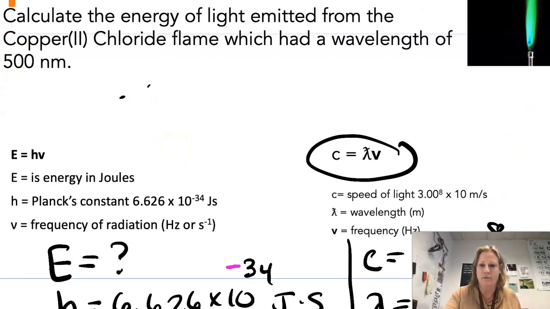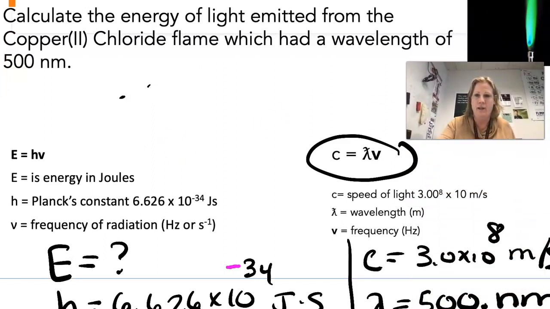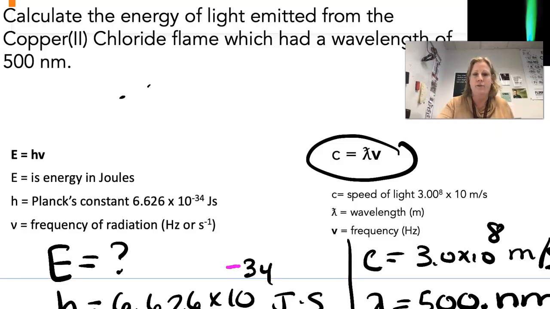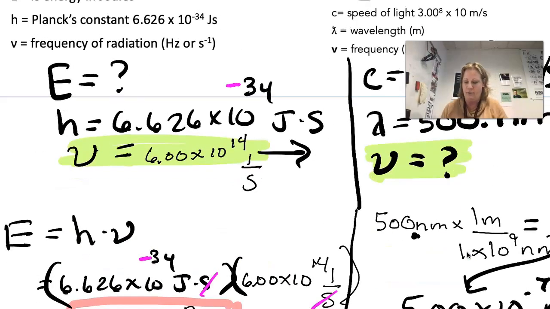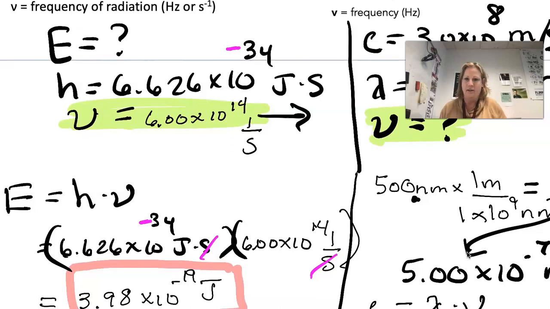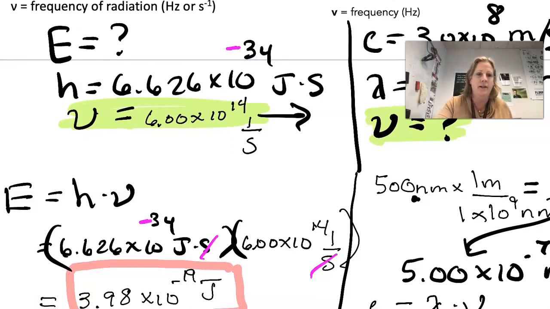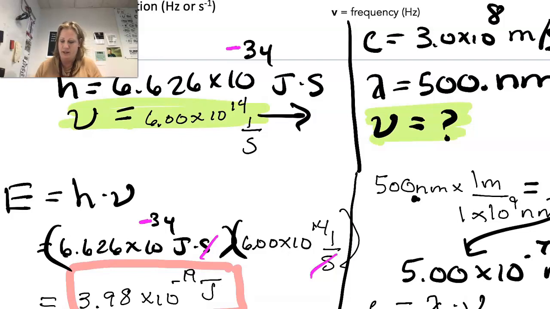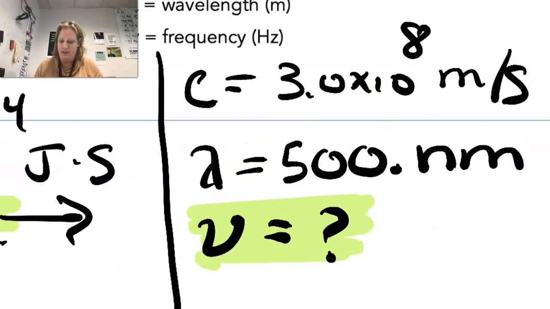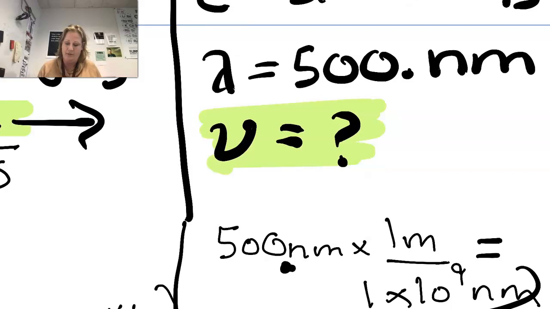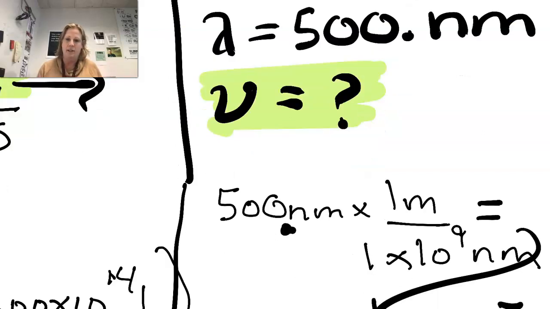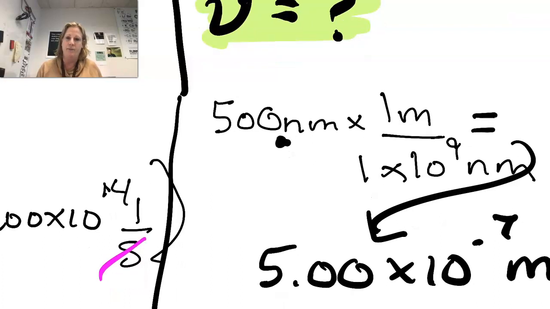So here is the work for this problem. We are given the wavelength. From that and the speed of light, we can calculate the frequency. You can see that the speed of light is 3 times 10 to the 8th. The wavelength given was 500. nanometers, and we're looking for the frequency so that we can then use that in the energy equation. So first thing I have to do is convert my distance into meters from nanometers.